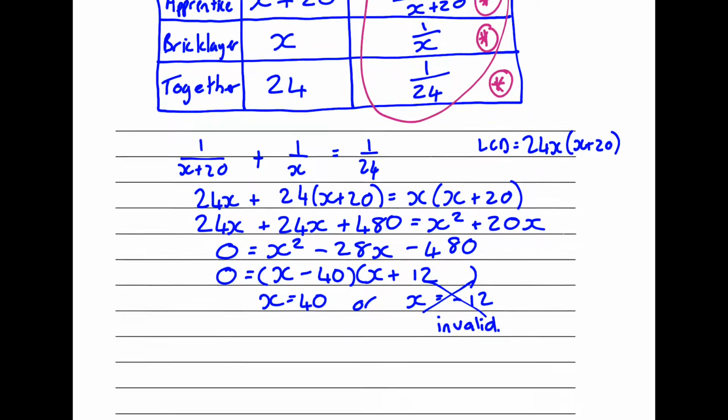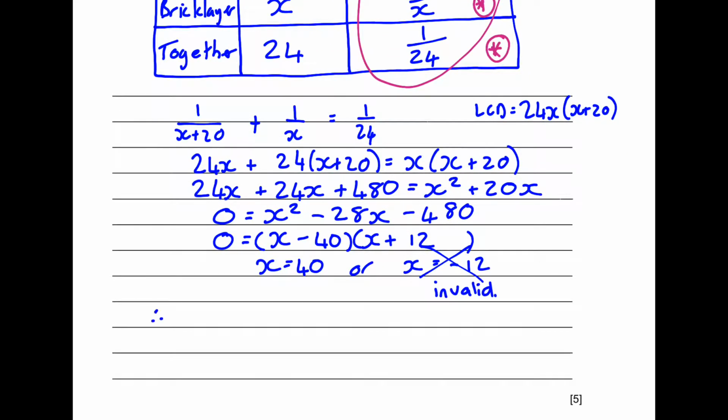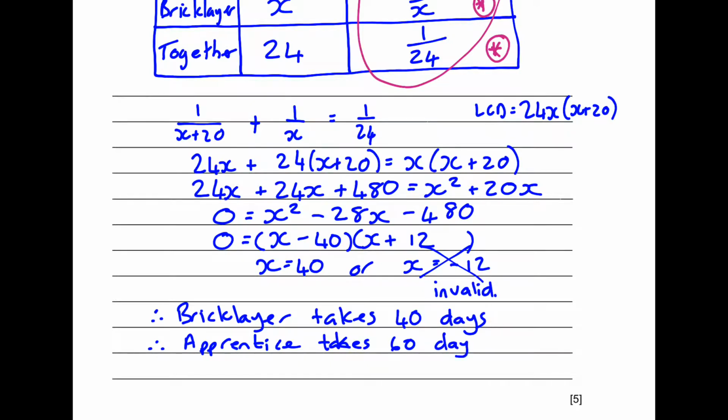Which means that we can conclude that the bricklayer, remember the bricklayer was X, so X equals 40, so the bricklayer takes 40 days to do the job, and the apprentice is X plus 20, so the apprentice therefore takes 60 days. Please remember to end off your answer with words.